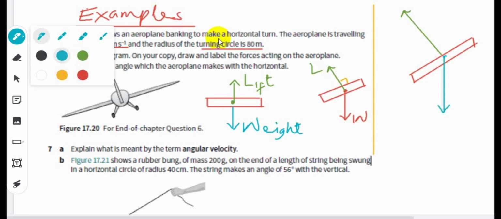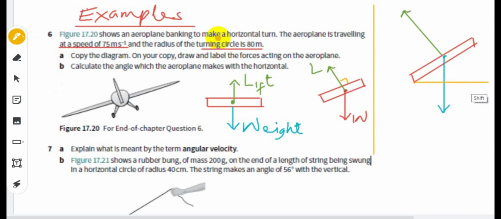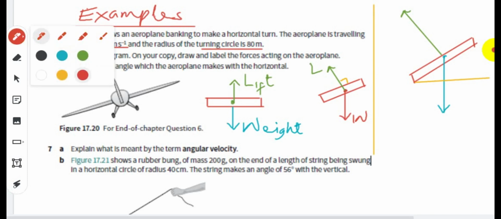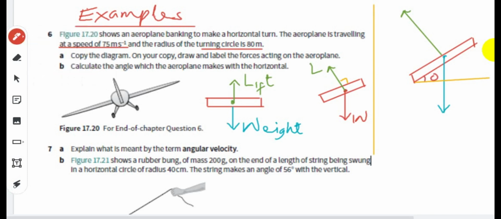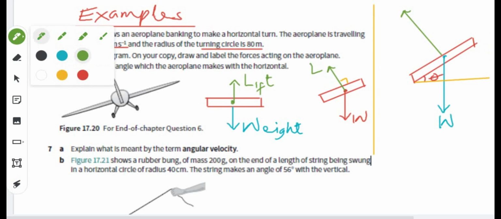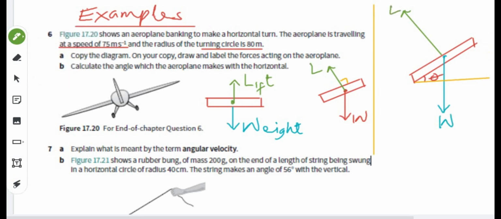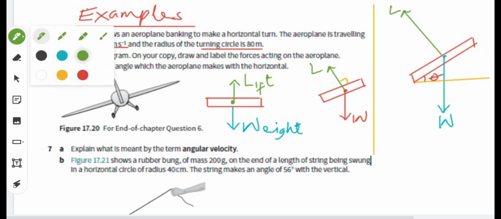Now the aeroplane is inclined at an angle to the horizontal. This angle should be what we are required to find in the second part of the question. It actually asks us to calculate that angle. Now let's call that angle theta. So we're going to find theta. So we need to find the value of theta here. Now remember, this is the weight, the one shown in blue, and this is the lift, the one shown in green.